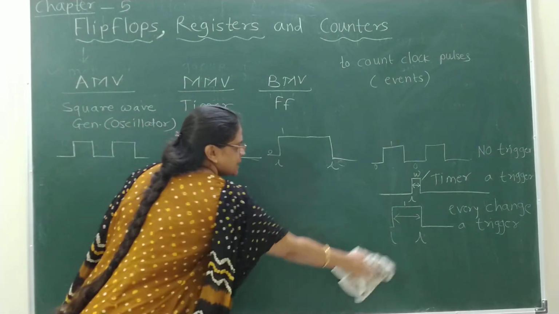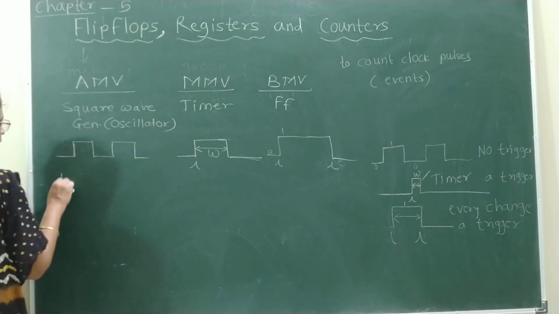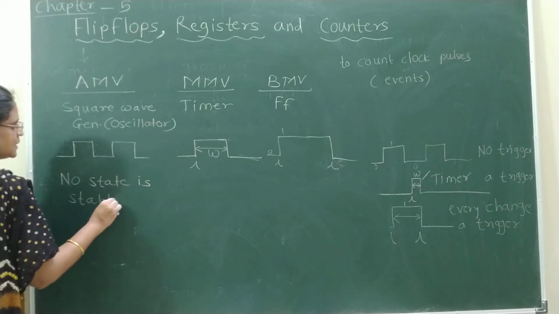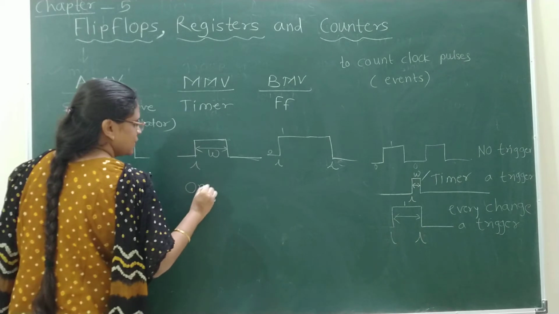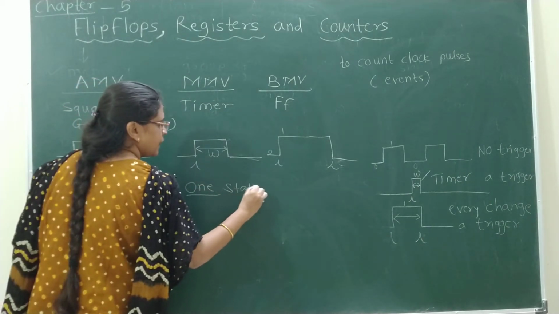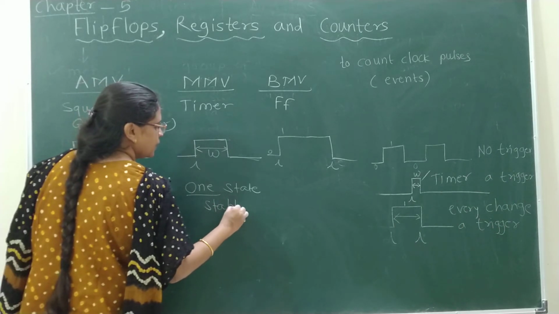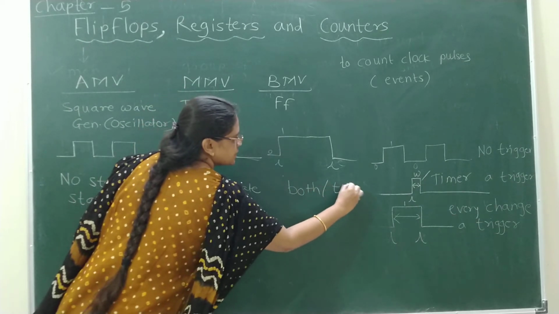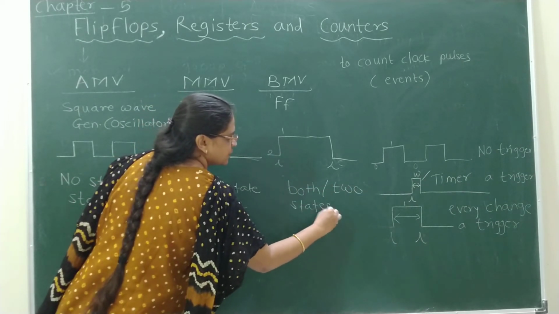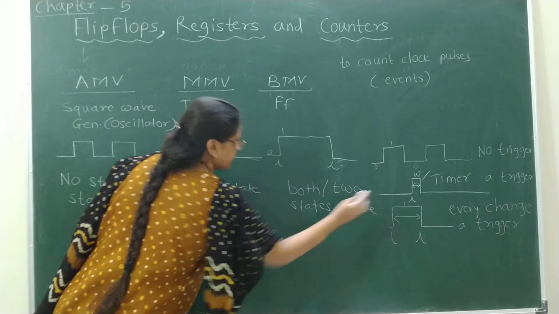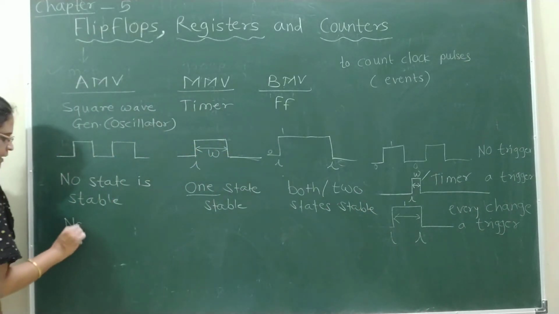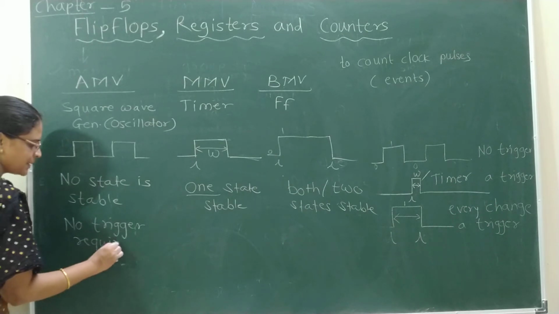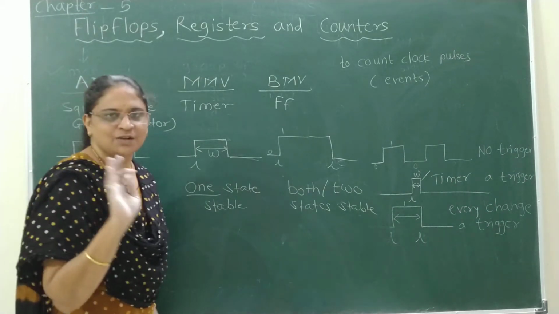Here it means in case of an astable multivibrator, no state is stable, whereas in case of a monostable multivibrator, one state is stable, and in case of a bistable multivibrator, both states, that is two states, are stable, either low or high. But in case of an astable multivibrator, no external input is to be given, no trigger required. Once you turn its supply voltage on, it starts working on its own.